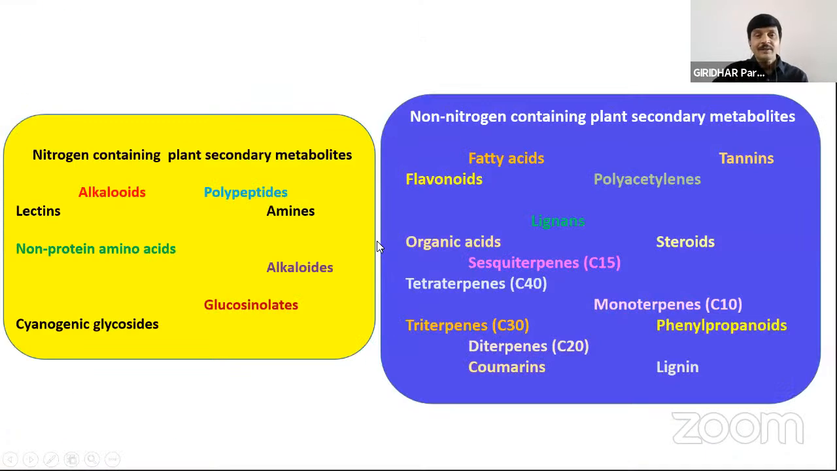Another important thing is how to easily differentiate these secondary metabolites: nitrogen containing and non-nitrogen containing. Nitrogen containing ones means the alkaloids, polypeptides, lectins, glucosinolates, cyanogenic glycosides, like the cyanogenic glycosides in the drumstick plant, which are present and are very potent antioxidant compounds. And the non-nitrogenic ones are some of the fatty acid molecules having branched chains, tannins, flavonoids, organic acids, triterpenes, monoterpenes, lignins, and so on. All these things come under the non-nitrogenic form.